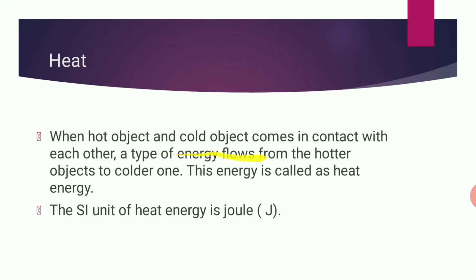When a hot object and a cold object come in contact with each other, a type of energy flows from the hotter object to the colder one. This is called heat energy. The heat energy from the hotter object always flows to the colder one. This energy is called heat energy.